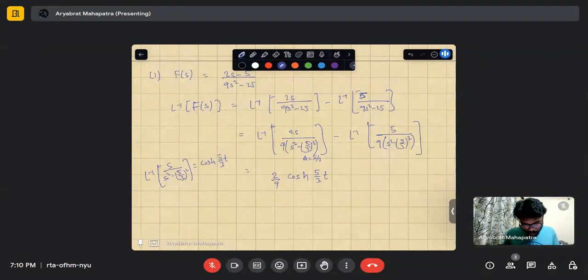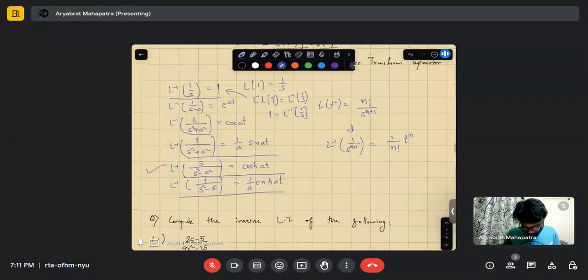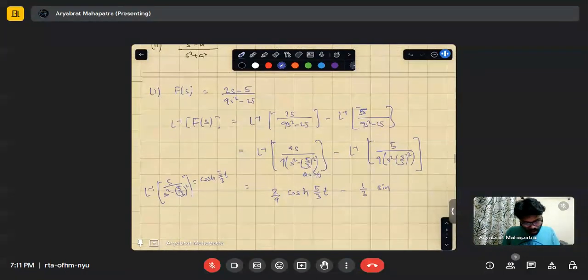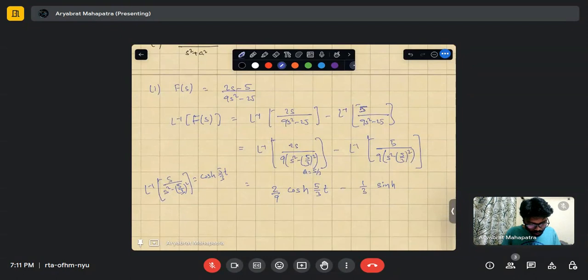In the same way, you can write the second term as 1 over 3 sine hyperbolic. This is hyperbolic, since let me check, it is 1 over s squared minus a squared. So again this will be sine hyperbolic of 5 by 3 t.